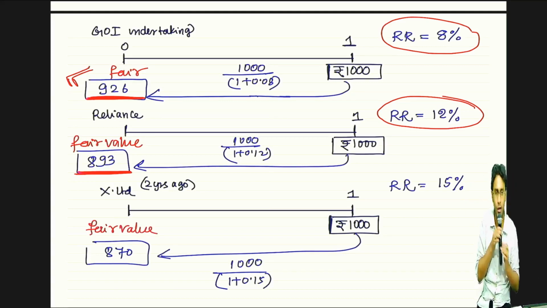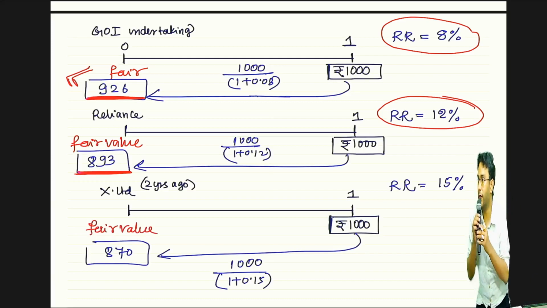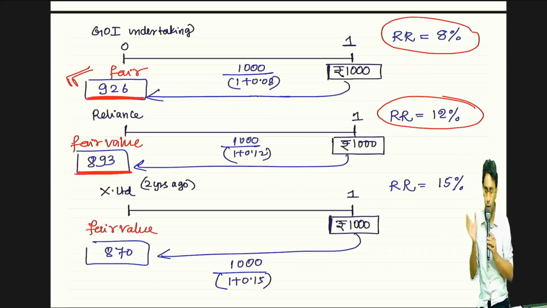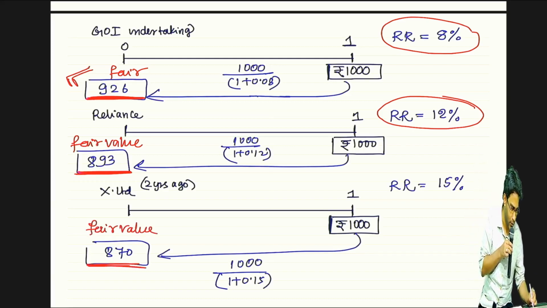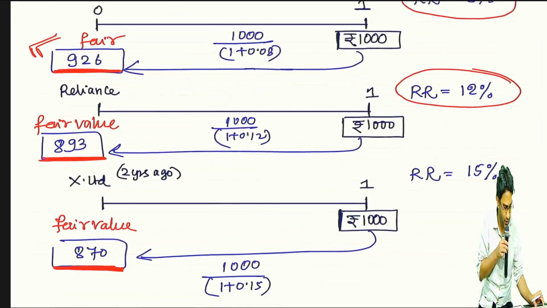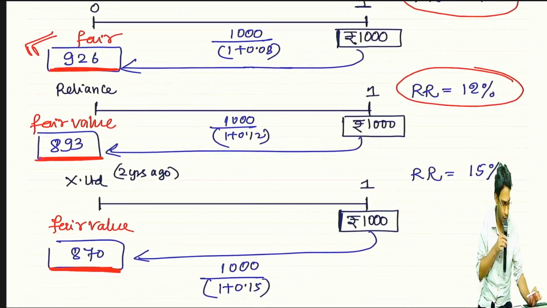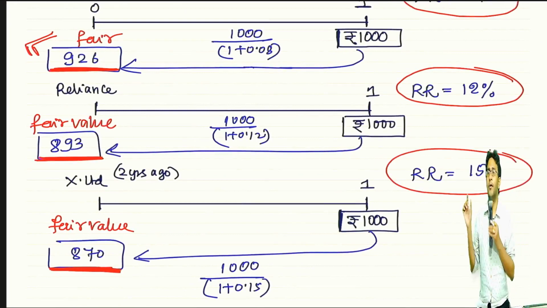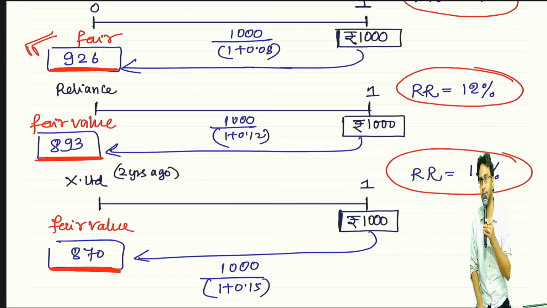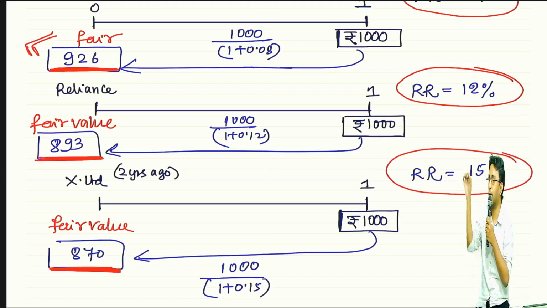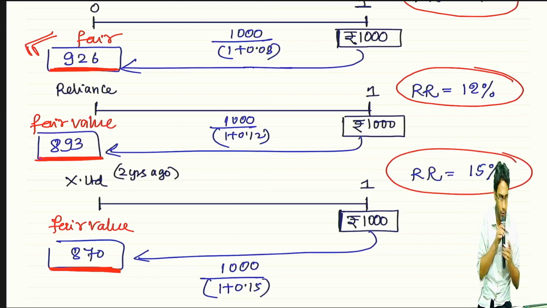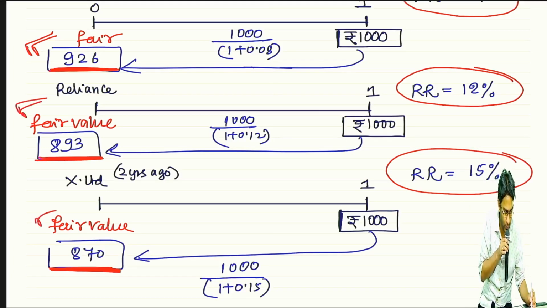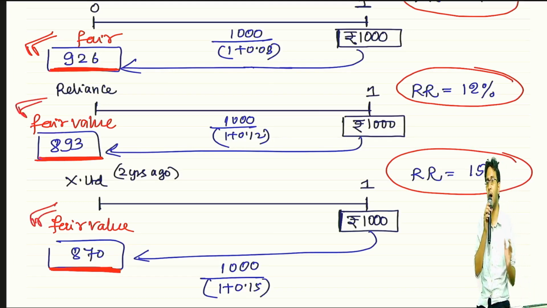X Limited is also issuing one bond. If you want to buy this bond, you can buy it at 870. If you buy the X Limited bond at 870, then you will be getting your desired required return of 15%. From this, what one can establish is that risk and required return are both linked, sir. Based on that only, required return is decided, and based on required return only, bond prices and valuation are also dependent. So all this is linked.